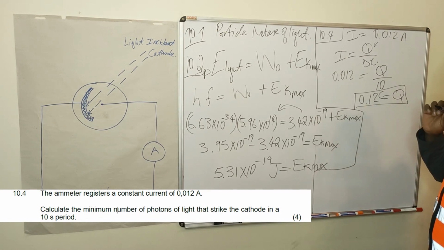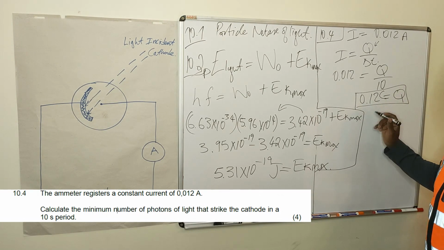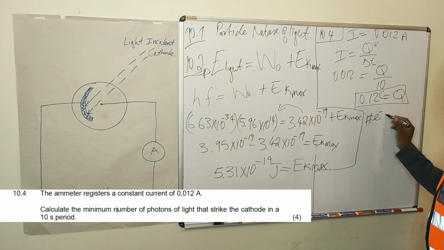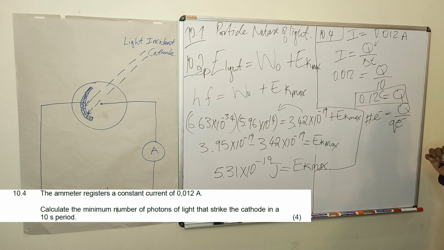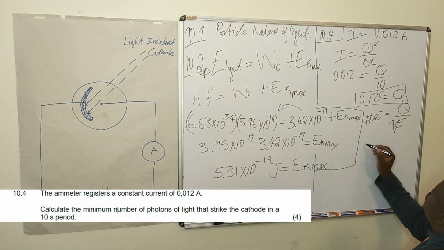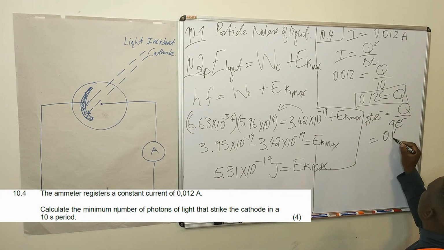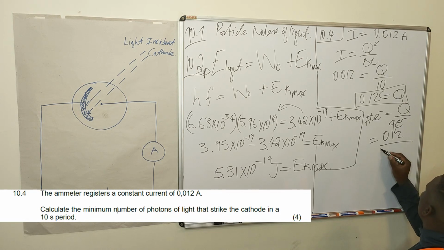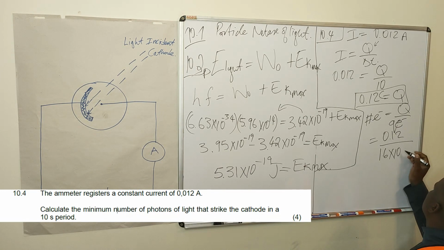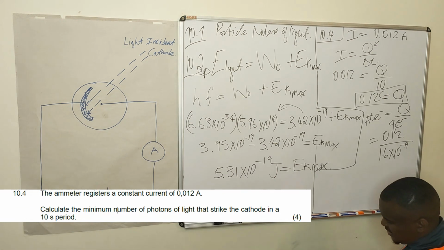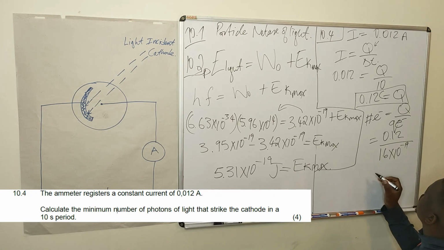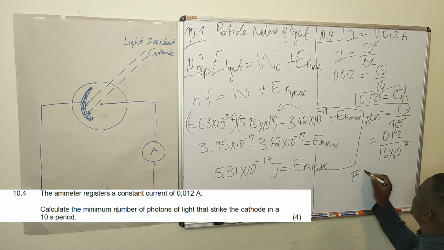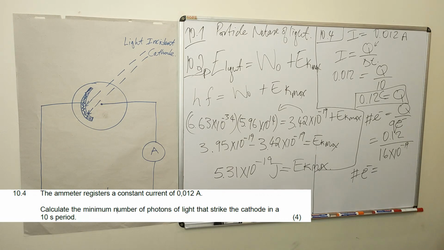Now we must find the number of electrons. So the number of electrons is equal to our charge divided by our electron charge. So this will be equal to 0.12 coulombs over 1.6 times 10 to the minus 19. I think that should be the electron charge. Yeah. So the number of electrons is equal to that, then punch this in the calculator.